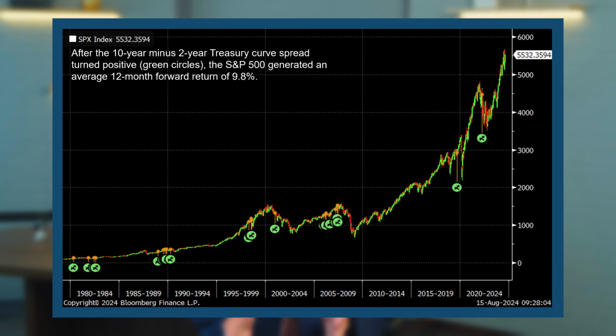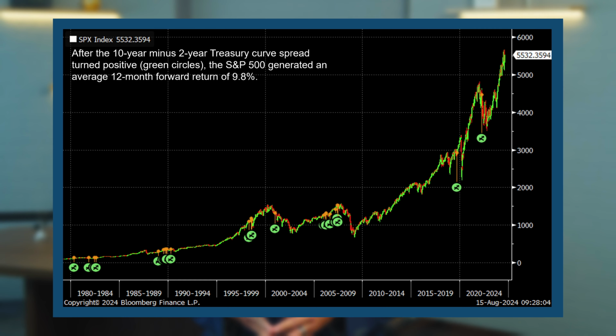Well, here's another chart from LPL Financial. This one shows the S&P 500 index performance with those green circles representing points in time when the yield curve disinverted or returned to normal after being inverted. Historically, after that happened, the S&P 500 index has been up, on average, 9.8% in the 12 months following. That means that, recession or not, the stock market doesn't necessarily drop after the yield curve returns to normal.